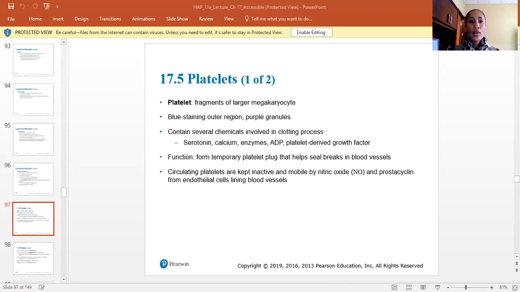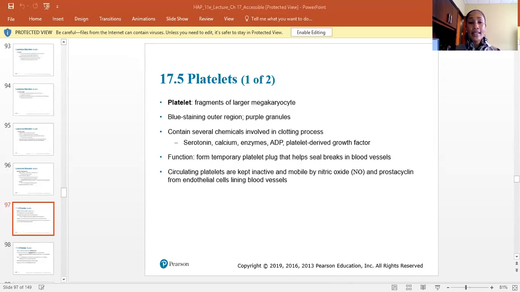Okay. Here is a summary of all the formed elements, table 17.2. This is a great table to study to give you an overview of what the formed elements are, how they function, what they look like, and their lifespan within our body. So I definitely would recommend this as a good table to study, to provide you an overview of each one of these formed elements and how they relate to the body.